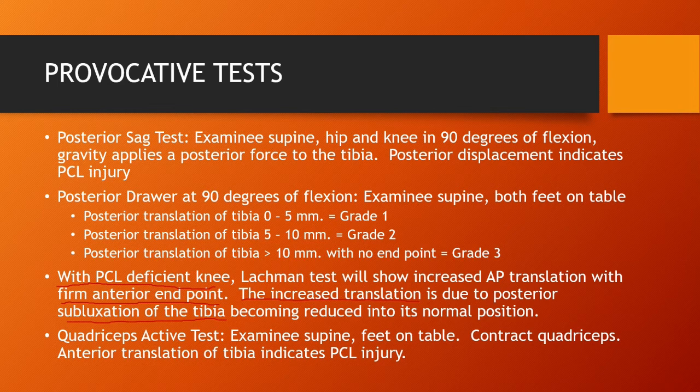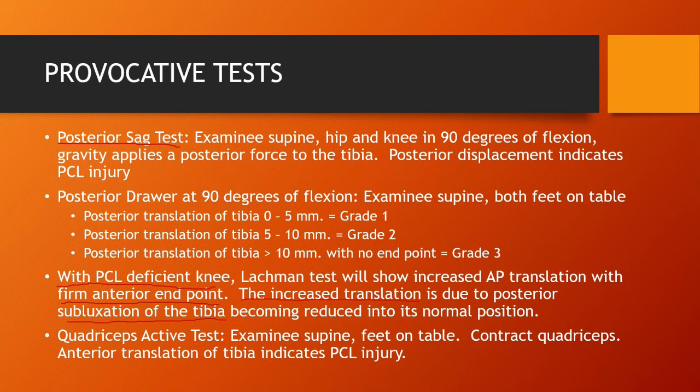So excessive anterior translation on the Lachman test can be deceptive, and be attuned to the presence or absence of a firm anterior endpoint. A firm anterior endpoint could deceive you into thinking that you're dealing with an anterior cruciate ligament injury when in fact you're dealing with a posterior cruciate ligament injury. So in addition to the Lachman test, we want to employ the posterior sag, and I have a depiction of that to show you in just a moment.